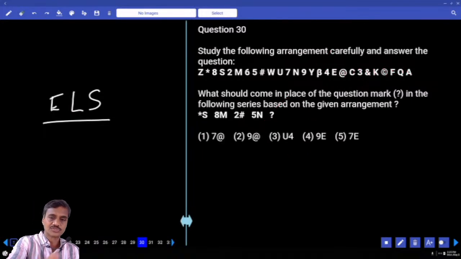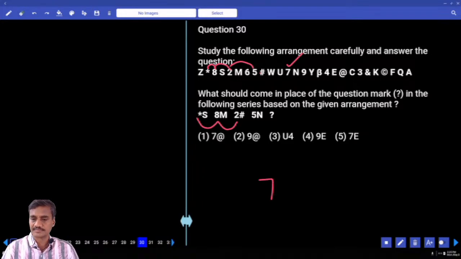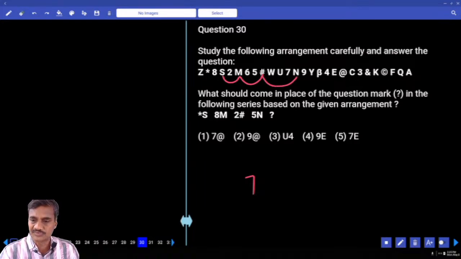Then 30, star. Now star and S. Star and 8, star, 8, 2. Then check out the first element: star to 8 plus 1, 8 and 2 plus 2, 2 and 5 plus 3, 1, 2, 3, 4 plus 4. What's the first element? 7. Plus 2 plus 3 plus 4 plus 5. And the second element: S and M plus 2, M and a hash plus 3. Next one plus 4. 1, 2, 3, 4 plus 4 is N. Then plus 5, 1, 2, 3, 4, 5. Plus 5, that is E.